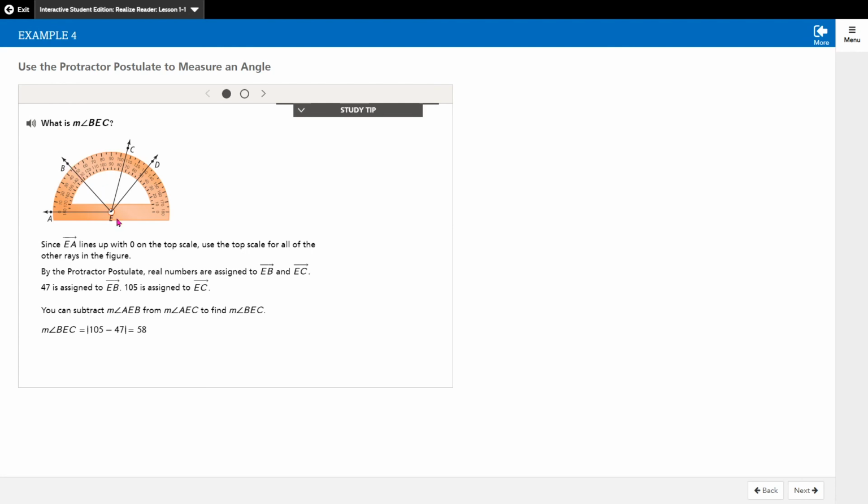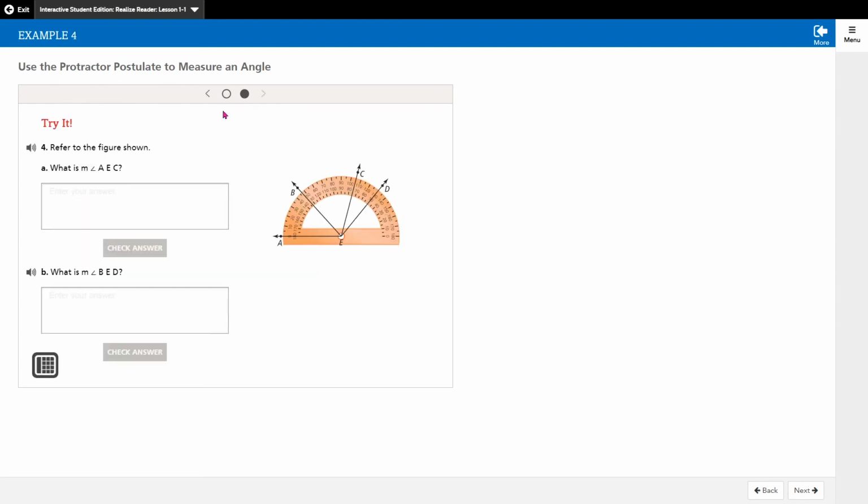It starts at B, goes to E, goes to C. Just follow along. So whatever letter is in the middle is at the vertex of that angle, or the point where the angle has its little pointy part. And then follow along. So BEC, I see that B is at 47 degrees, C is at 105 degrees. So 105 minus 47 is 58. And so that's what it says it is right there. Okay, cool. Shows you how to measure things on a protractor. That's all we're doing.